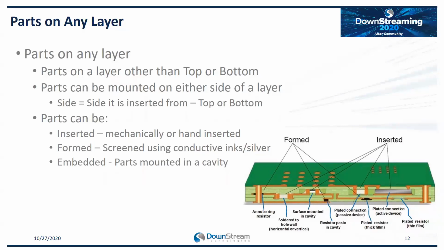So we now have new designations in the data tables for parts, for not only what side it's mounted on as well. Now, parts can be inserted, mechanically or hand inserted into the design. They could be formed, screened using conductive inks, or they can be embedded, a mechanically or hand inserted part sitting in a cavity. All of this data is present in the formats that we import, ODB++ 2581. We're now going to respect them and create the proper data formats in our own tools.